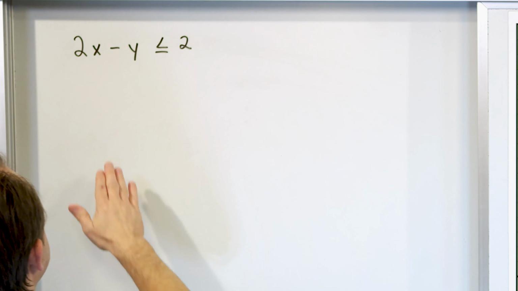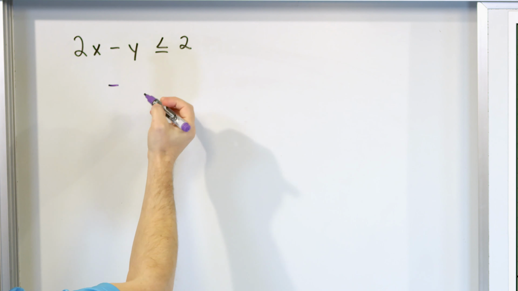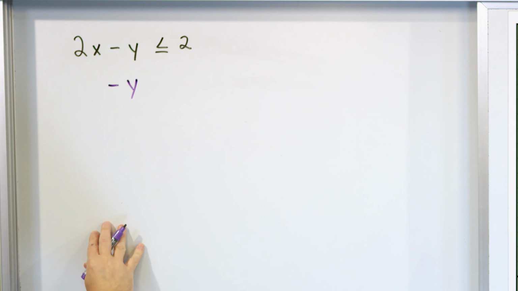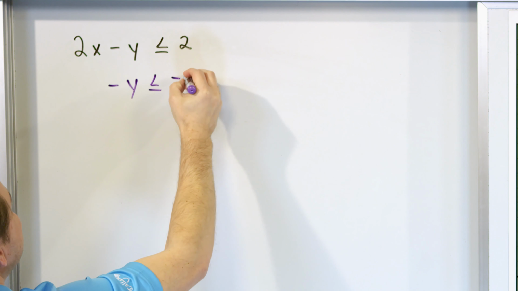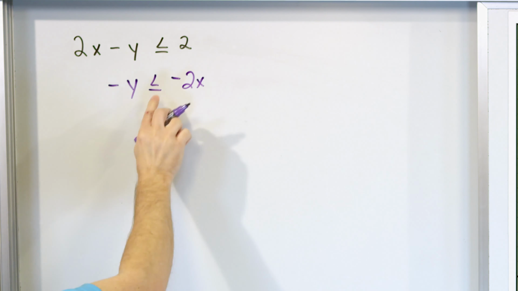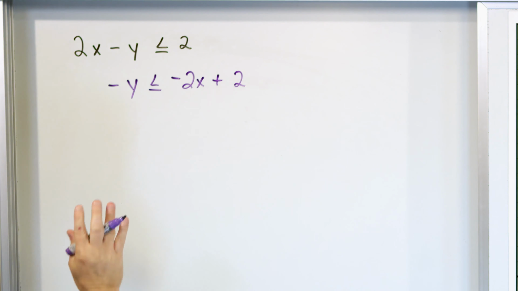So what we're going to do first is get rid of the 2x. By subtracting 2x from the left, it will disappear and go to 0. So we'll just have negative y on the left. When we move the 2x to the right-hand side, it'll become negative 2x because we're subtracting it. And then we'll have the plus 2 from right here. Now this is pretty close to exactly what we want.